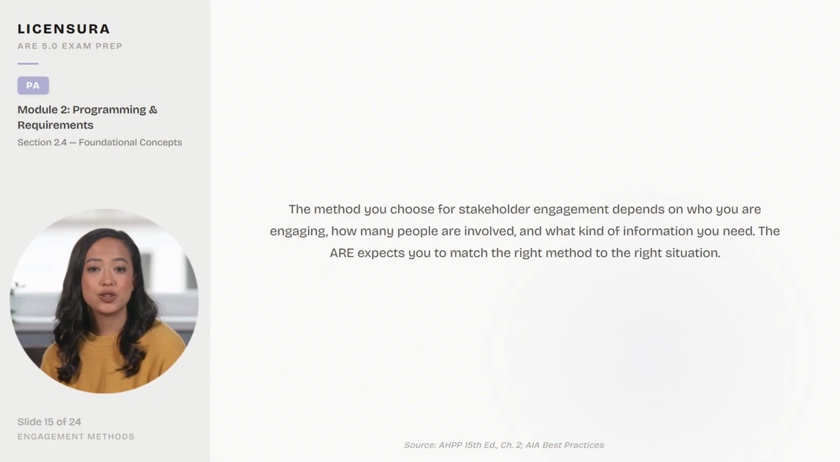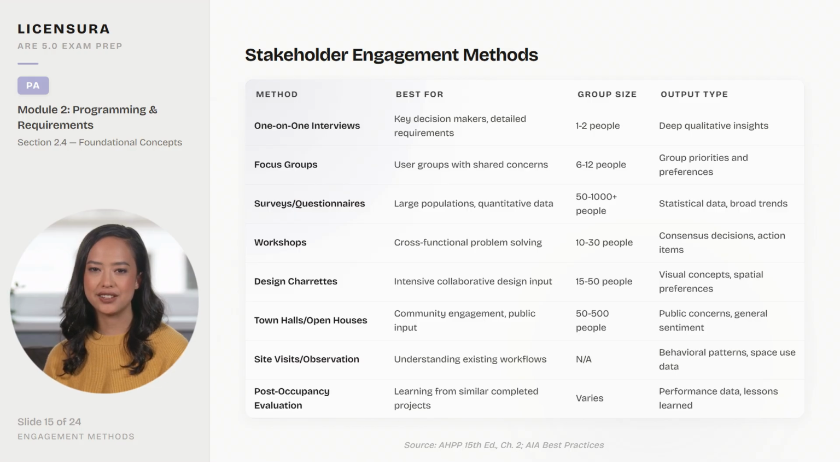The method you choose for stakeholder engagement depends on who you are engaging, how many people are involved, and what kind of information you need. The ARE expects you to match the right method to the right situation. The Engagement Methods table matches 8 techniques to different stakeholder situations.